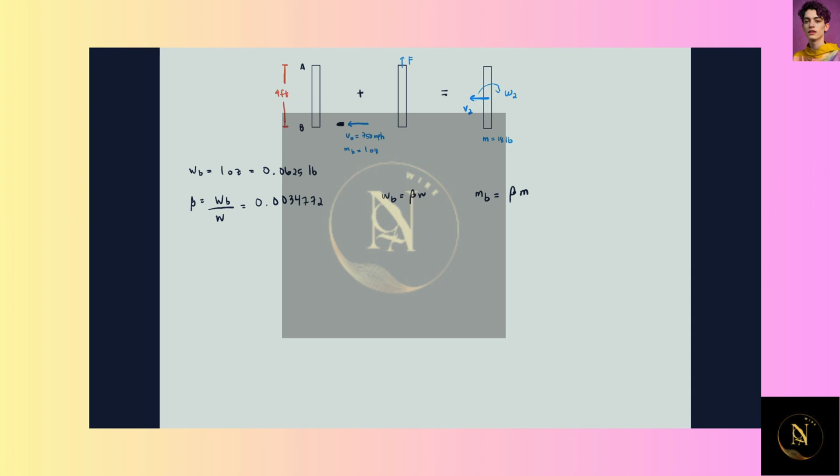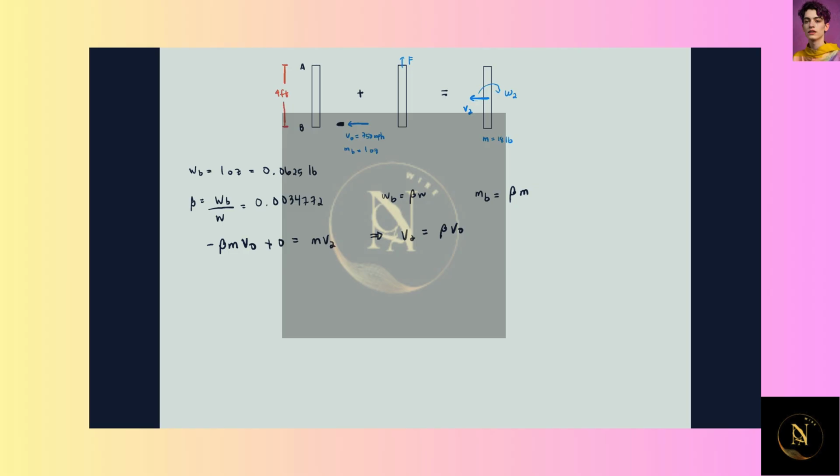Now, writing an equation for the linear components of momentum, we'll have negative beta m VO plus 0 equals m v2. From here we can get v2. So v2 is equal to beta VO.